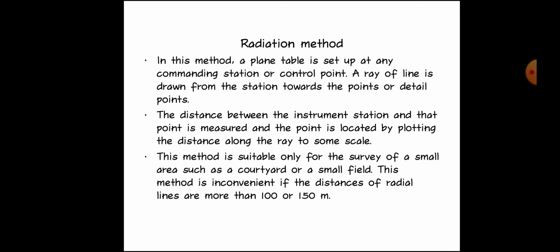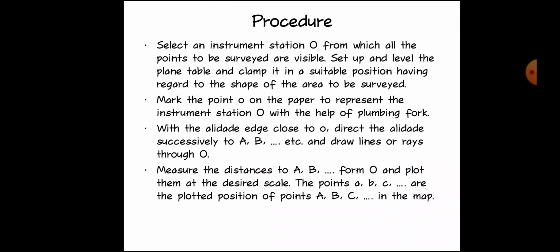This method is suitable only for the survey of a small area such as a courtyard or a small field. This method is inconvenient if the distances of radial lines are more than 100 or 150 meters. Procedure. Select an instrument station O from which all the points to be surveyed are visible. Set up and level the plane table and clamp it in a suitable position having regard to the shape of the area to be surveyed.